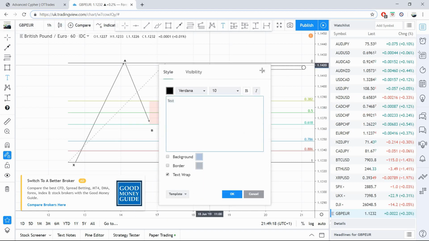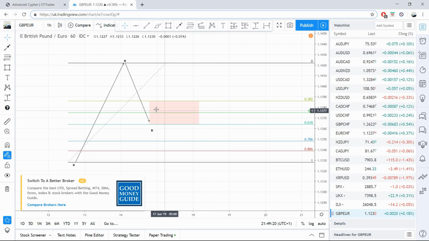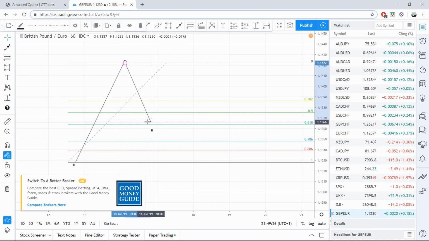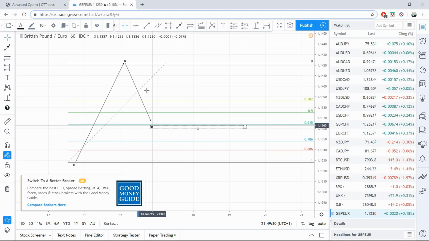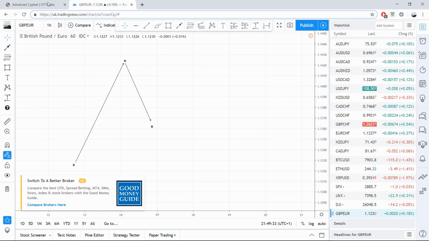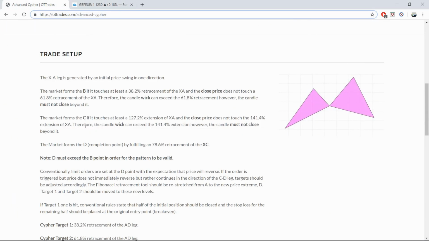Get rid of this here, make it a bit cleaner. So we're looking at a retracement level between the 382 and the 618 level. Again, remember what I said about the close price of the 618 level. Candle wick can exceed 618, however, candle must not close beyond it.